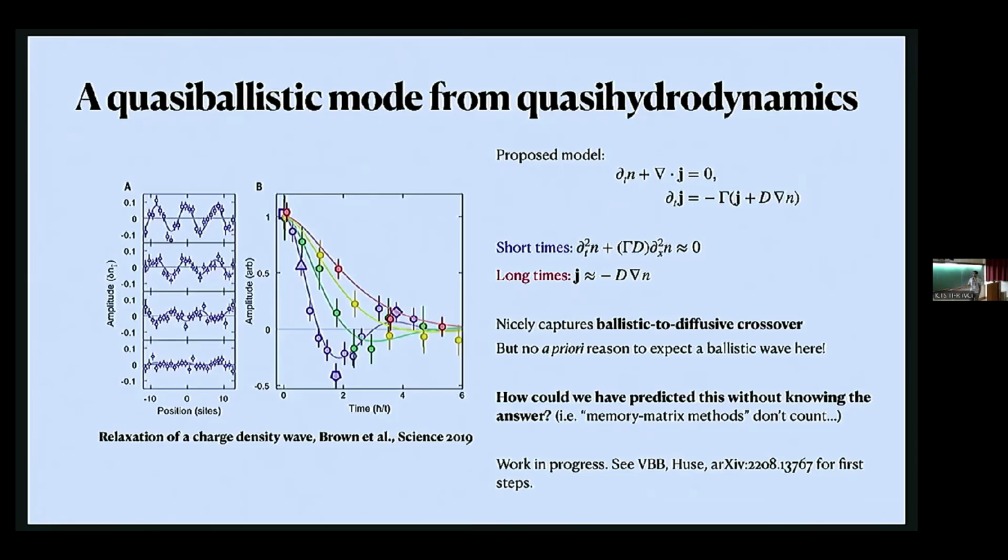So the original paper proposed this very simple phenomenological model for what was going on. So they said, okay, it looks diffusive with a slight ballistic correction. Maybe it's just a long-lived charge current. And this model, so you let the charge just follow a normal continuity equation, but then the current has its own hydrodynamic equation, which damps slowly. So at short times, this gives you ballistic wave-like propagation, and at long times, you recover normal diffusion.